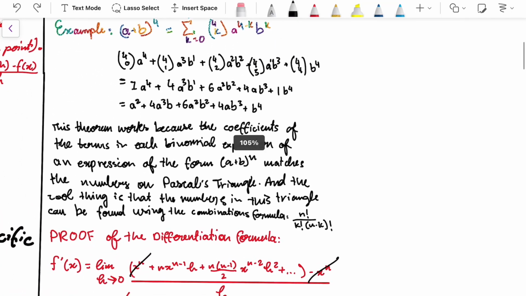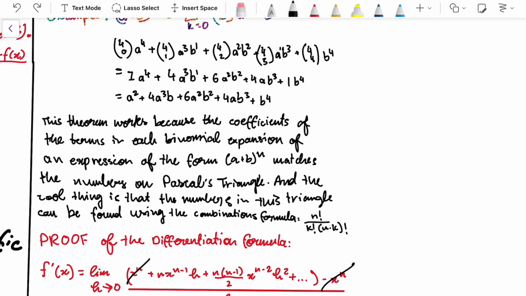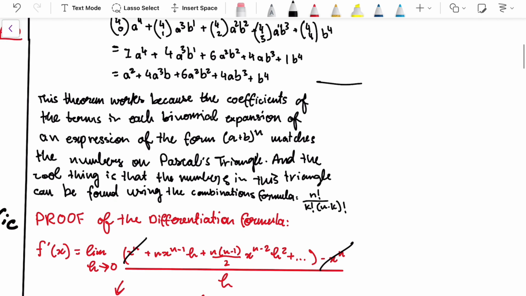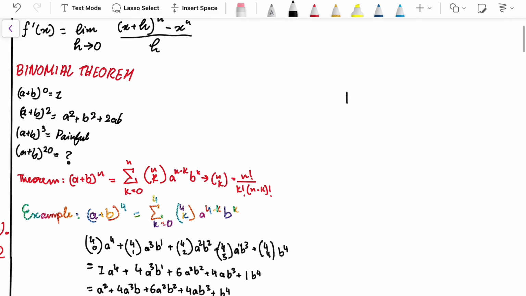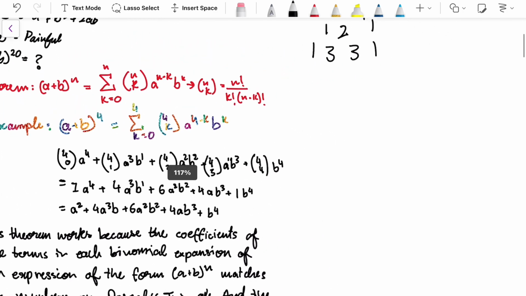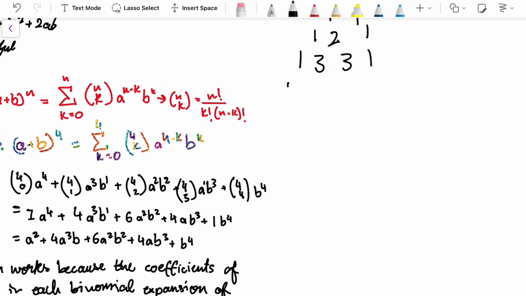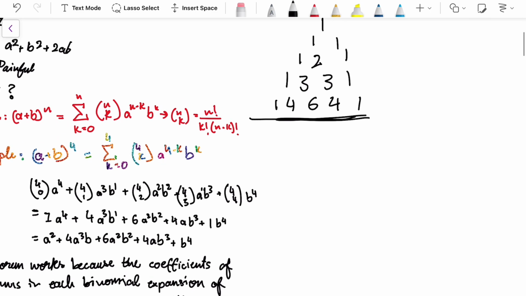Pascal's triangle is basically a triangle where we add the top two numbers and we get the bottom number. I can't remember exactly how it looks, but we have 1, 1, 1, then 1, 2, 1, and then 1, 3, 3, 1, and this is how it keeps going. If I keep going, this becomes 1, 4, 6, 4, 1. Okay, keep looking at this.